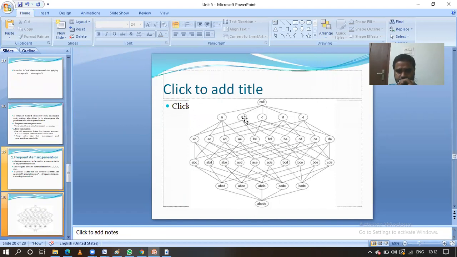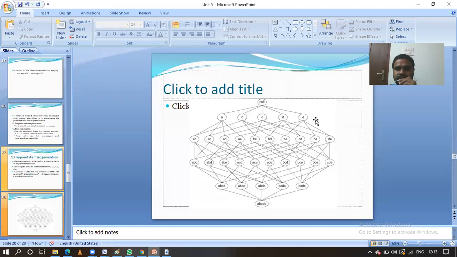Let us check. We have to exclude the null set, that is why I'm counting from here. 1, 2, 3, 4, 5, and so on up to 31. That is 2 power 5 minus 1. That is 31, guys.